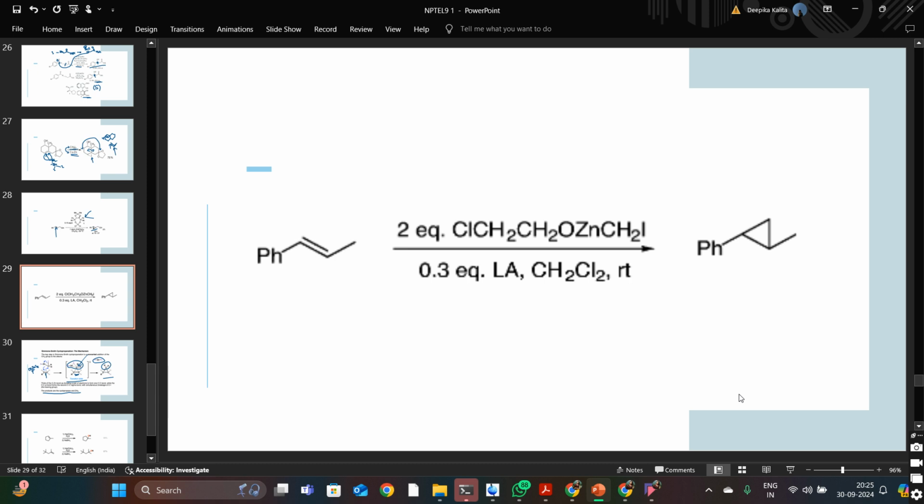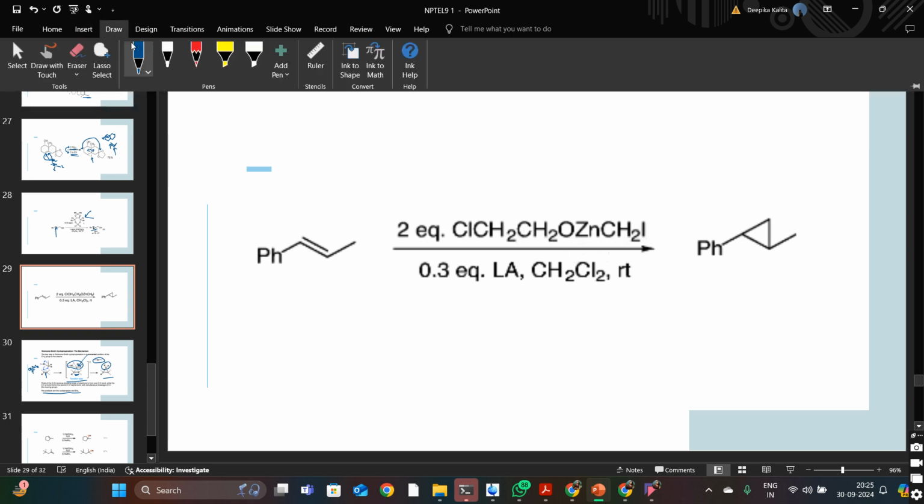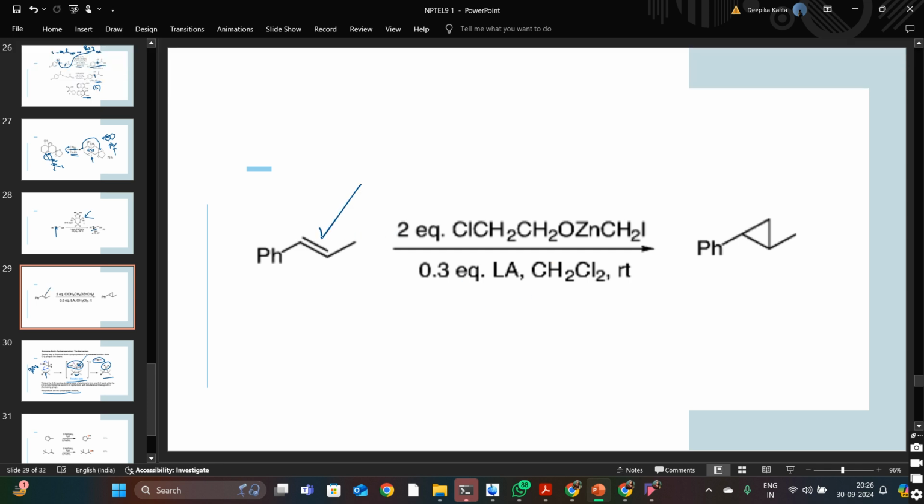Again, this is the same reaction where we have the organozinc complex and we have this double bond. The same mechanism will be followed to give us the cyclopropanation of the double bond.